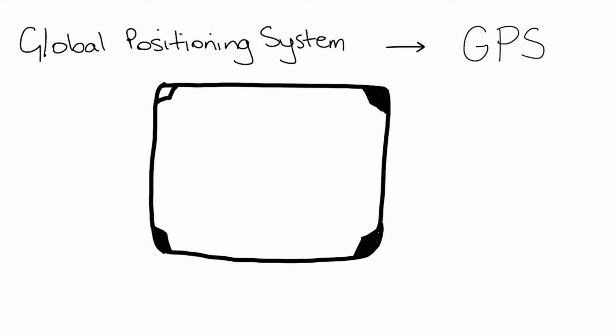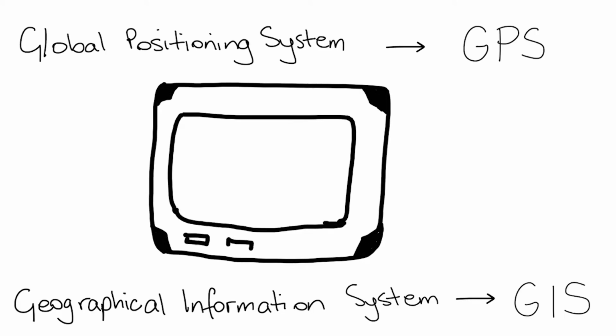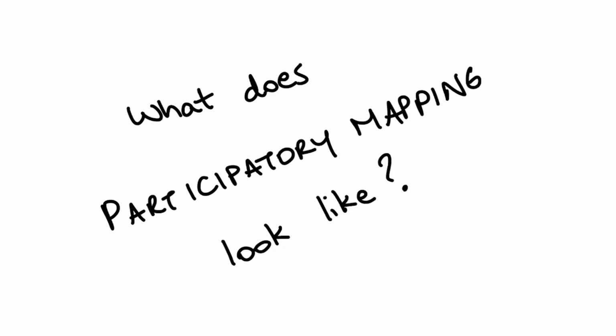New technology, such as the Global Positioning System and Geographical Information System software, have made this process easier and more feasible. So what does participatory mapping look like?